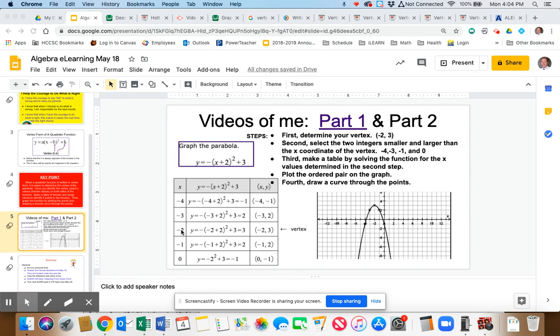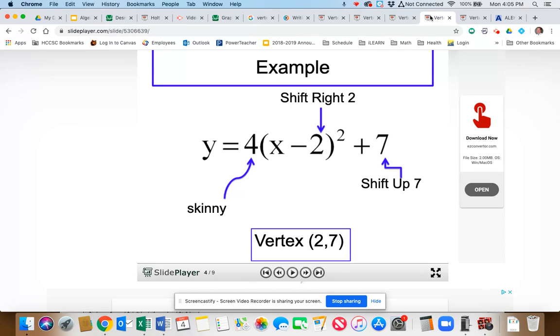Now once you identify that -2, remember I want you to find 5 domain values so that you're able to plot some points on the coordinate plane to draw your curve. And I want you to understand how this function is working. This parabola is going to move along the coordinate plane based on where the vertex is, these numbers right here. So let's take a look at another example.